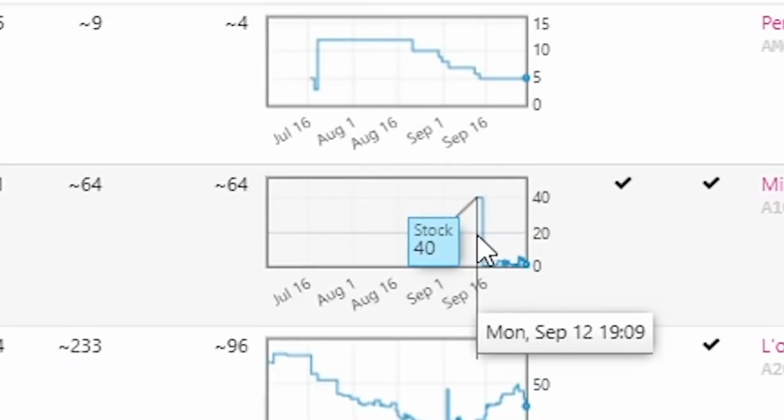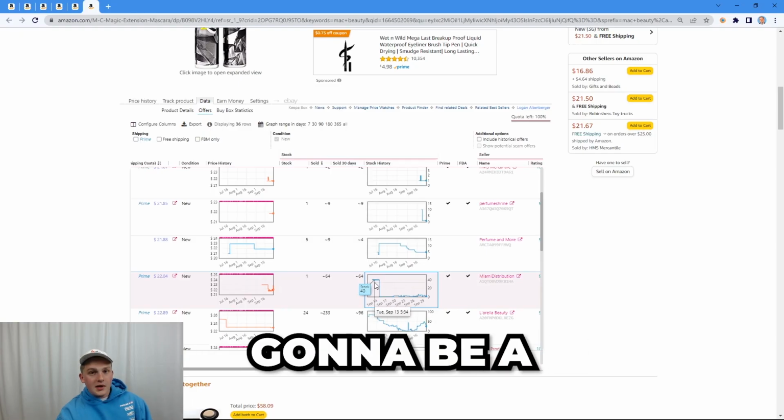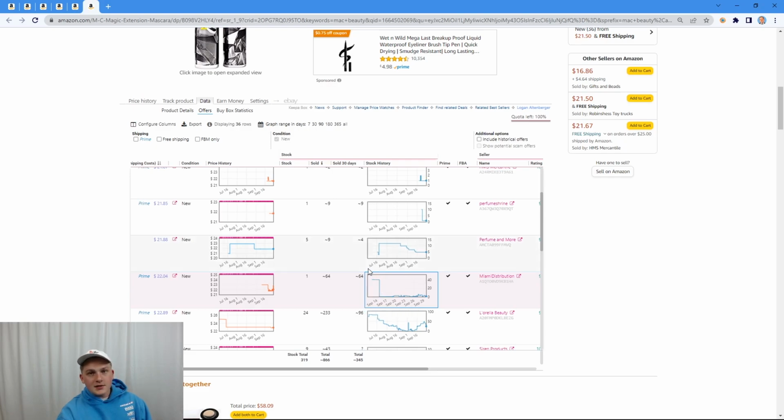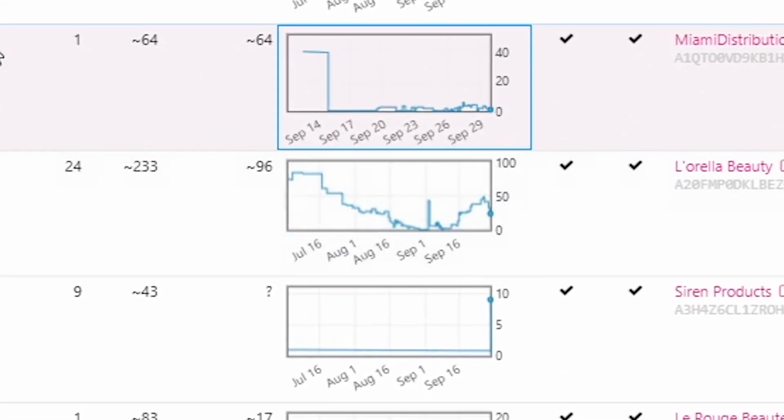You want to ignore giant drops like this, where they went from 40 down to 1, because that's most likely going to be a Keepa glitch or the seller setting some kind of stock limit or order limit. You want to look for these slow, gradual drops to help you gauge velocity.